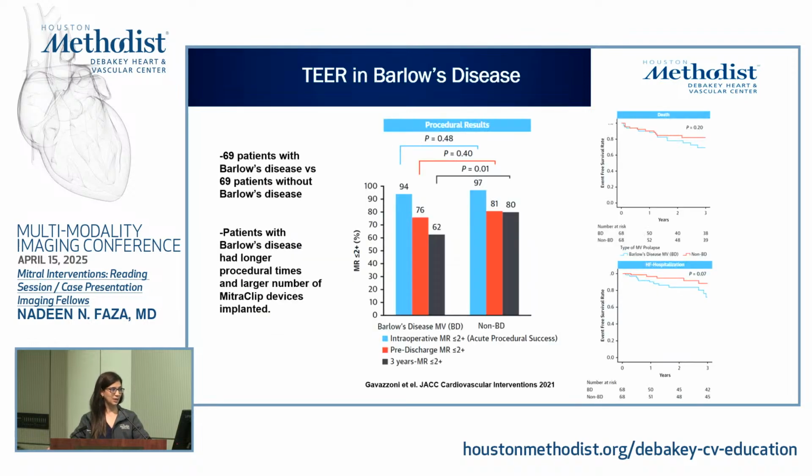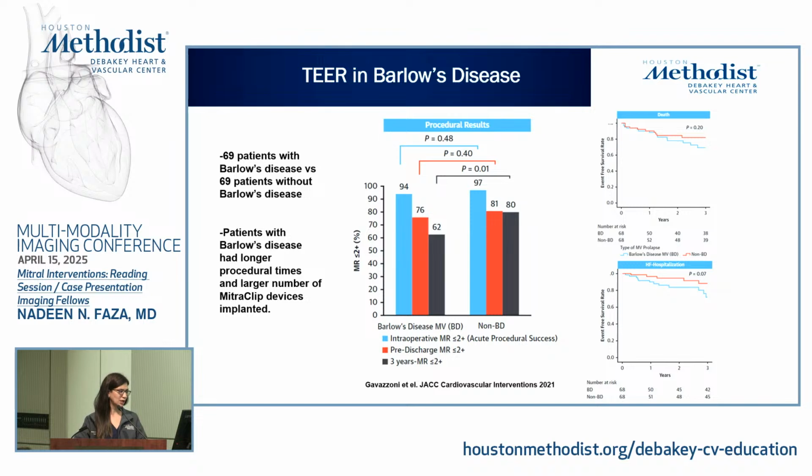One last note about TEE and Barlow's disease, because it was an exclusion in the Everest trial. This was a paper published in 2021. It's actually a research letter that looked at patients with and without Barlow's disease and looked at the feasibility of MTR in these cases. So there were 69 patients with Barlow's versus 69 patients without Barlow's disease. And patients with Barlow's disease had longer procedure times and larger number of MitraClip devices implanted, as expected, where you have multiple multi-scallop pathologies. You would need multiple devices to tackle those segments.